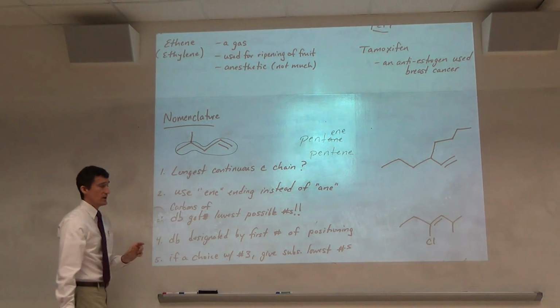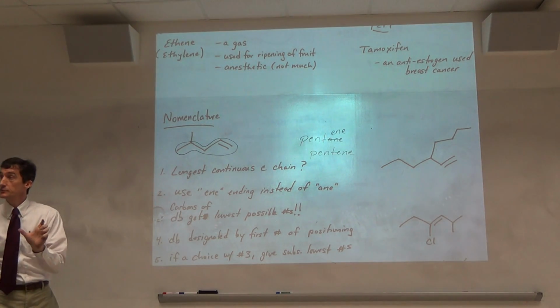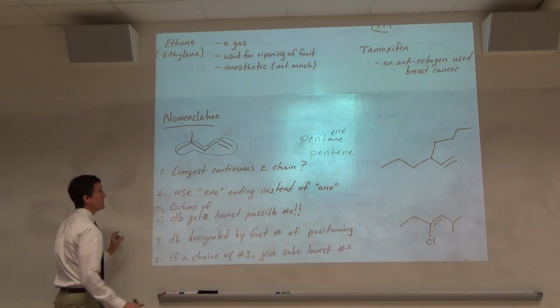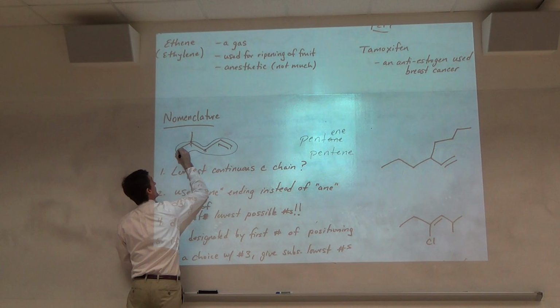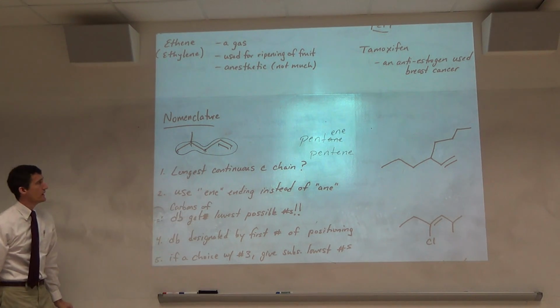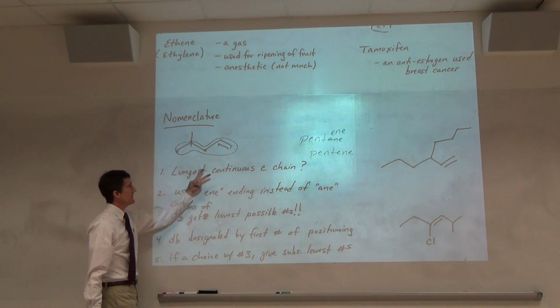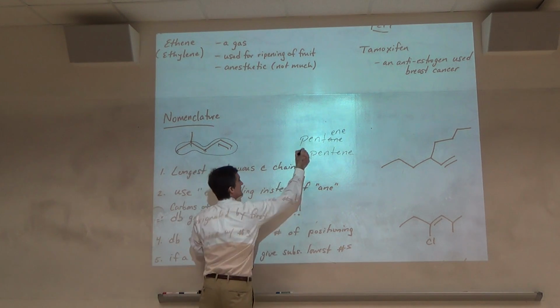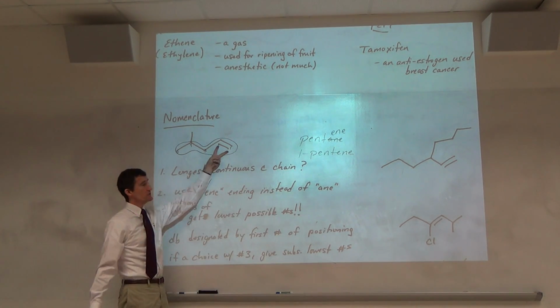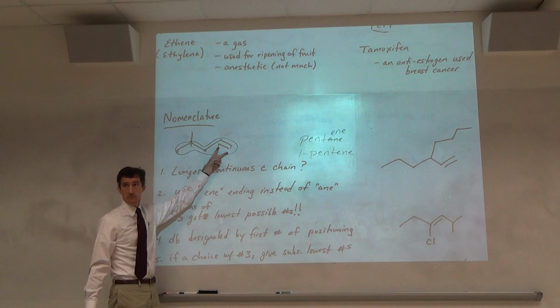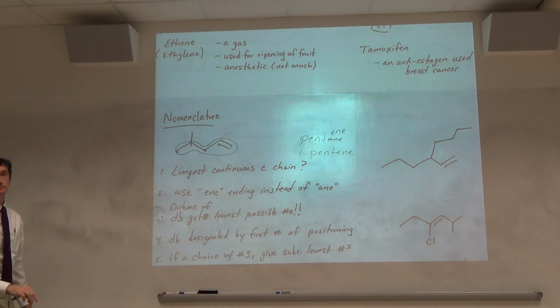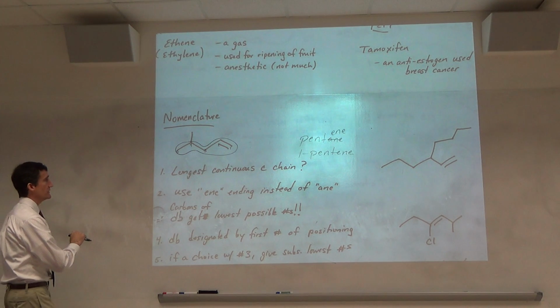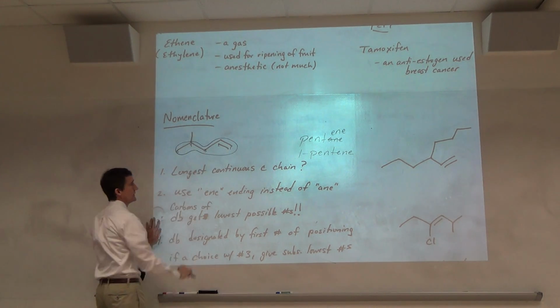Your double bond is basically almost treated like a substituent. And the double bond is at the 1,2 position. And you say that this is a 1-pentene because the double bond starts at the 1. You don't have to say 1,2. It's a 1-pentene. I circled a 1-pentene.